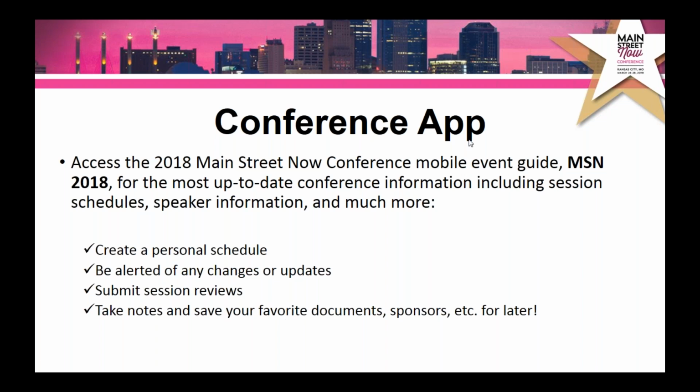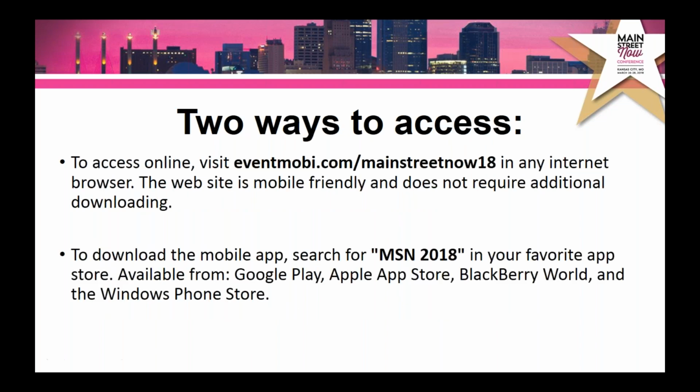It's really convenient because the MSN 2018 app is available as a website and also as a downloadable native app. So you don't have to download anything if you don't want to. You can just go to eventmobi.com/MainStreetNow18 in any internet browser. So anywhere you can get online, you can access the app from your desktop, laptop, iPad, or just the internet browser on your phone. You can visit this website that's completely mobile friendly, and it does not require any additional downloading.